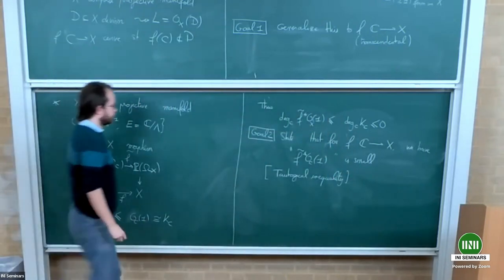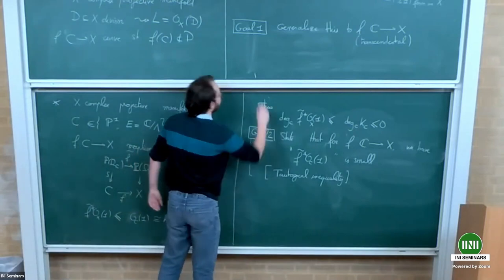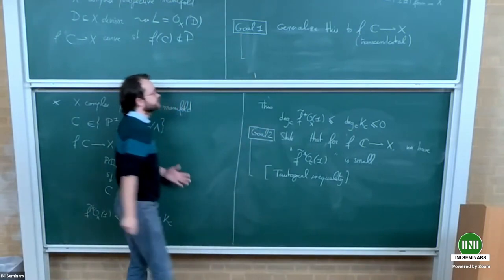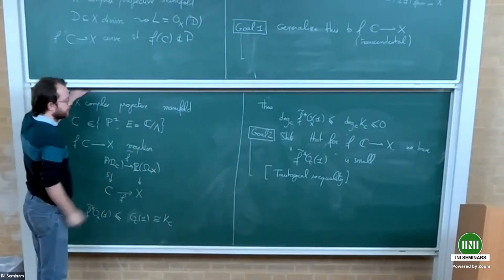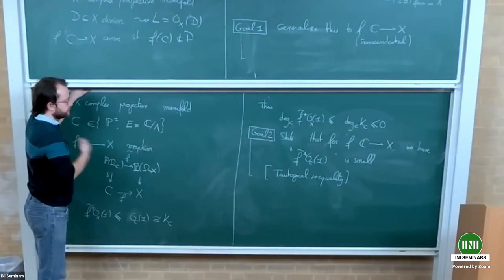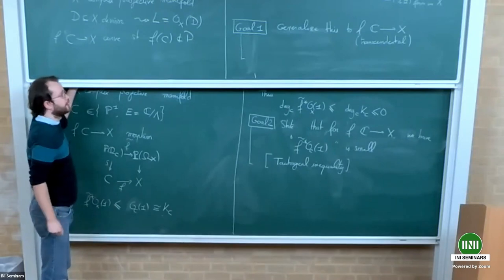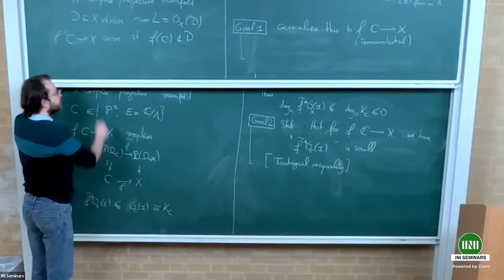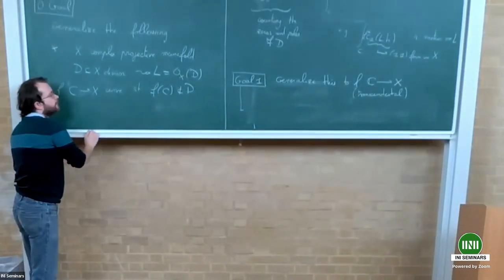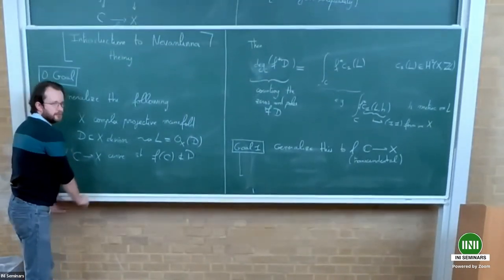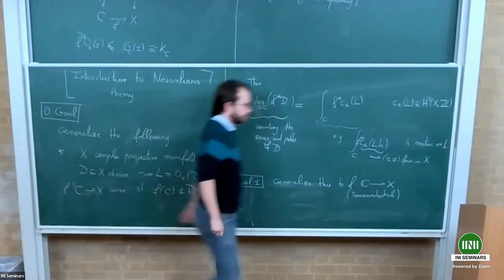Once we have these two facts, we will have everything that is needed to understand Yamanoi's work on higher codimensional subsets in Abelian varieties. Okay, so let me now introduce the tools that are used in Nevanlinna theory.